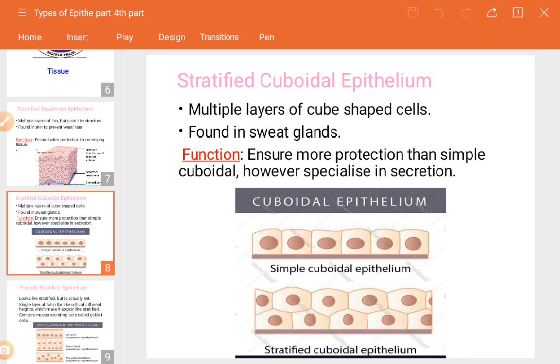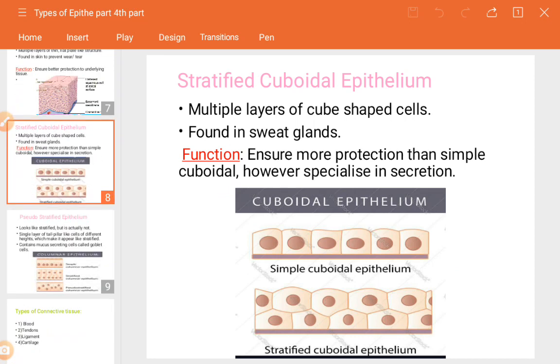So what is the function? It ensures more protection than a simple cuboidal, obviously, because the simple one consists of only a single layer and the stratified one consists of many layers. However, it is specialized in secretion. See guys, we have seen that the function of simple cuboidal epithelium is that it is mostly helpful in secretion and absorption. As compared to this one, it is specialized in secretion. That's why the sentence came here like this.